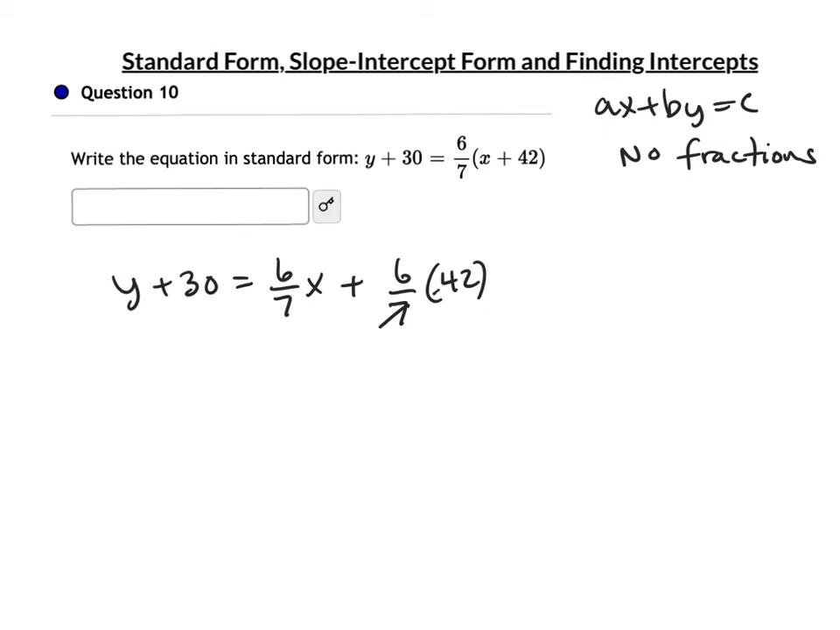The 7 and the 42 cancel. 7 goes into 42 6 times. So this is y plus 30 equals 6/7 x plus 36. You're almost there. Standard form has no fractions.